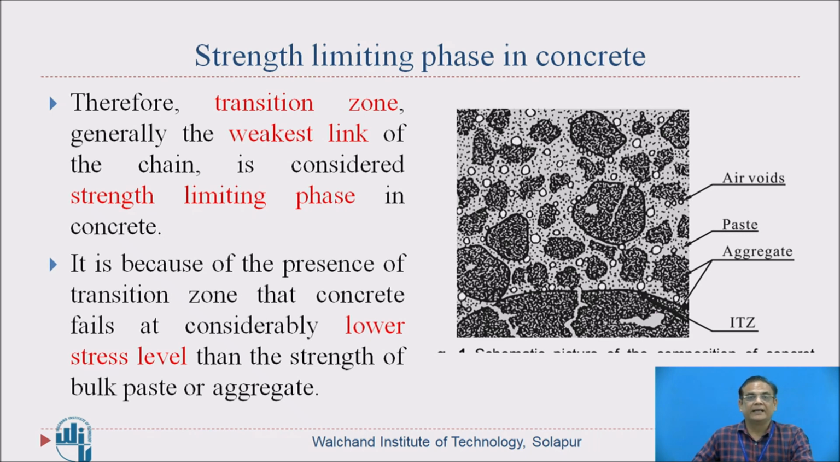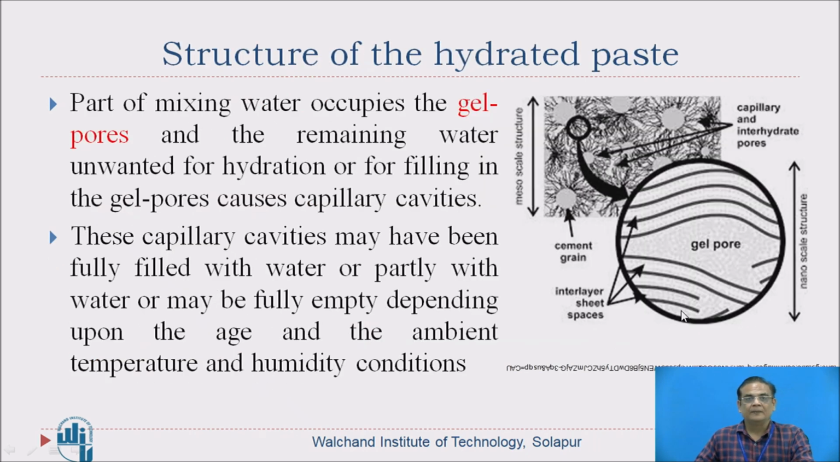So it limits the strength of concrete. And because of the presence of the transition zone, concrete fails at a considerably lower stress level than the strength of the bulk paste or aggregate. So the strength of concrete drastically reduces due to this poorer quality of paste in the transition zone. Now let us discuss the structure of the hydrated paste.